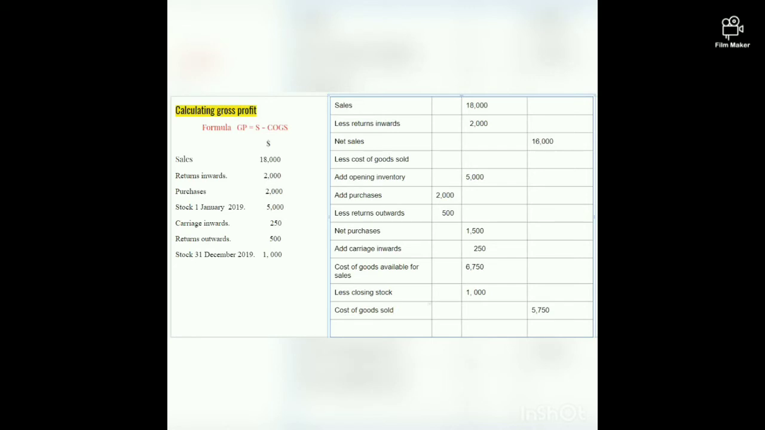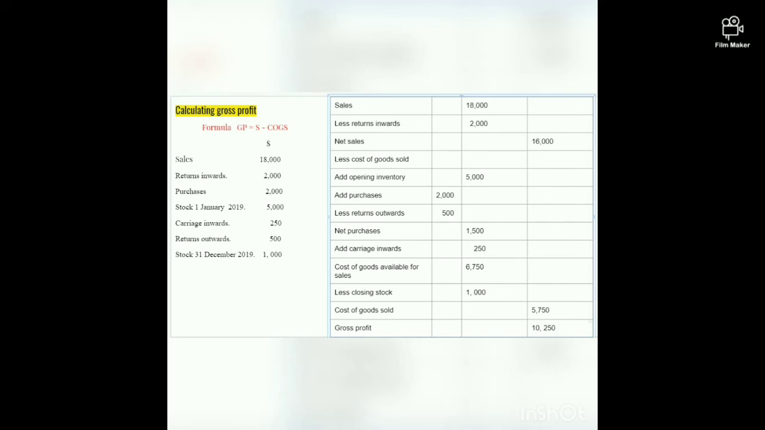Now that you know your cost of goods sold and you have your total sales, you can go ahead and subtract to get your gross profit. So now when you minus 5,750 from 16,000, you are left with 10,250. Very good. So here we have found the gross profit. Right? So to find gross profit, looking back at the formula, it is sales minus cost of goods sold. Once you get your total sales, you go ahead to find your cost of goods sold.